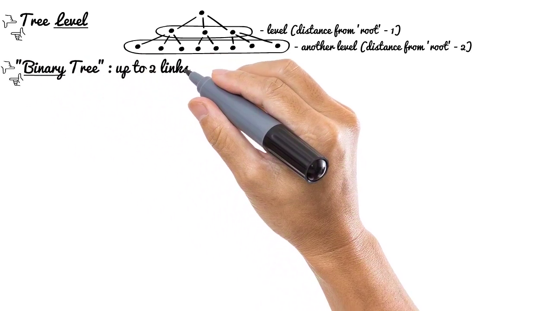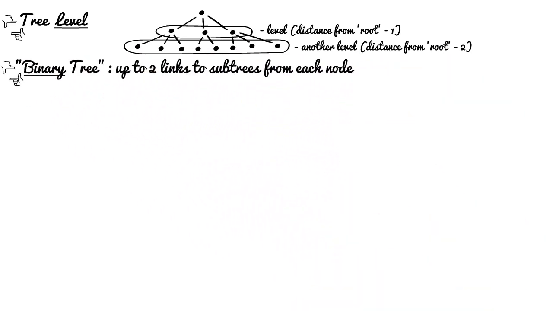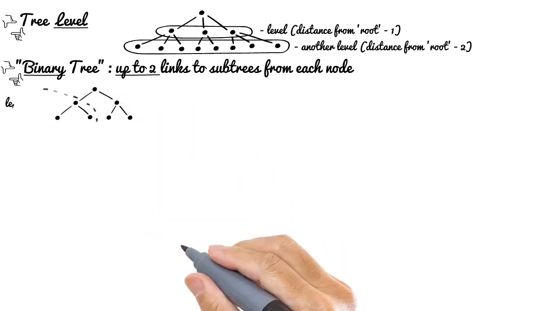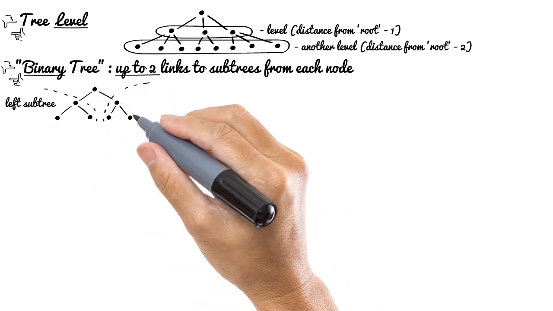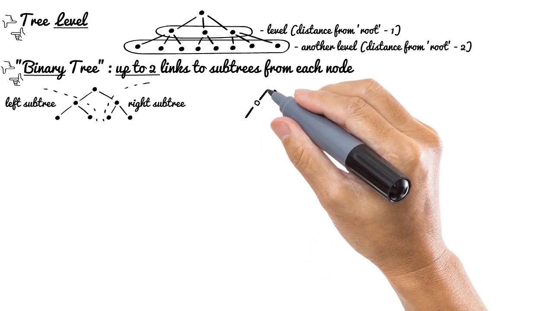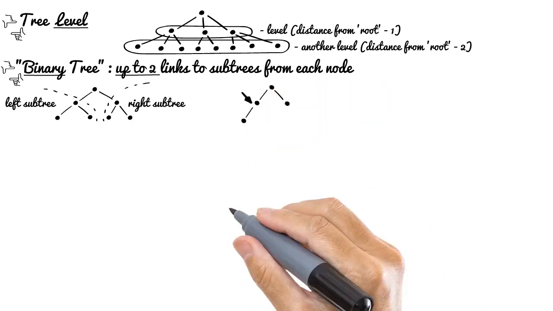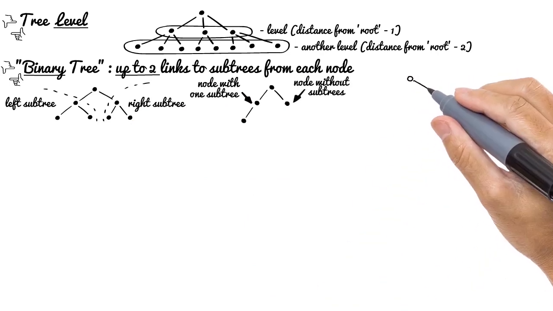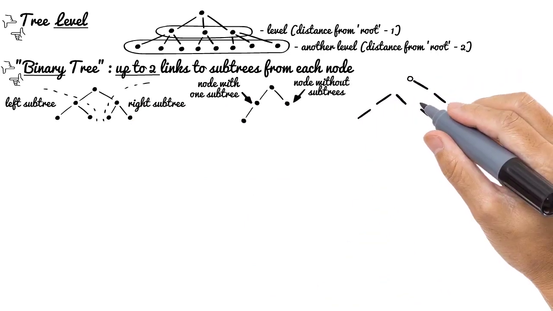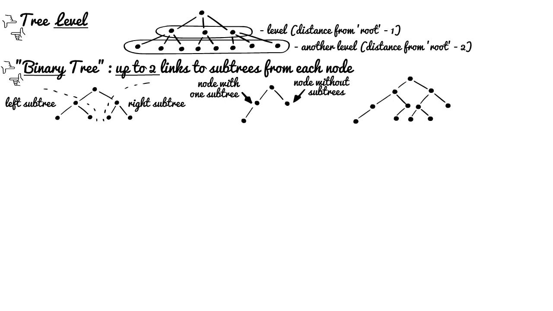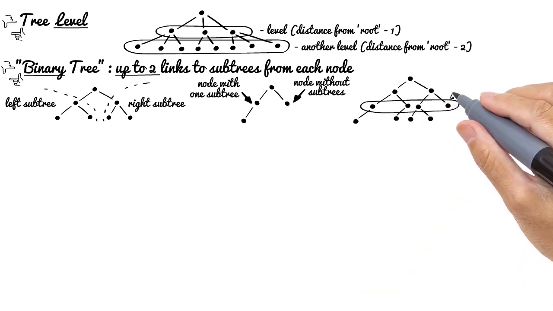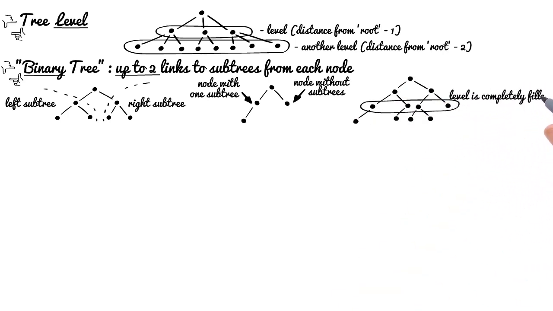A binary tree can have up to 2 links to subtrees on each node. Usually they are noted as left and right subtrees if both are present. Up to 2 links means that a node may have just one subtree or even none. They say a tree level is completely filled if the maximum possible number of nodes is present on this level. For a binary tree, that means a level has exactly 2 subtrees for all their parent nodes. This level is completely filled.